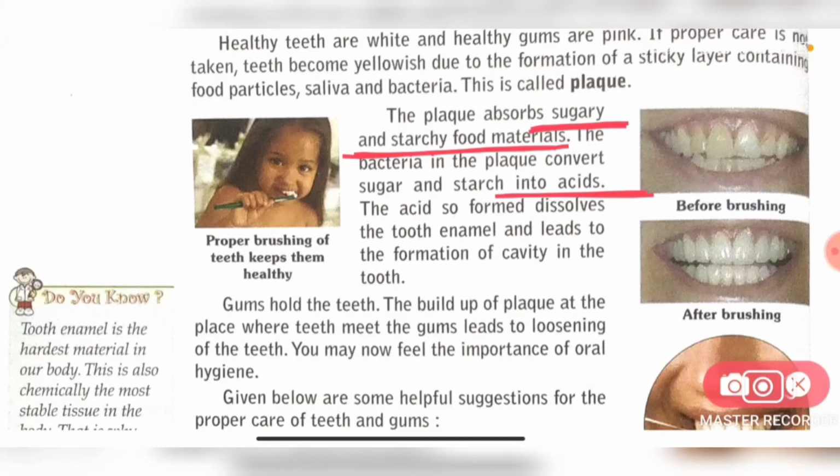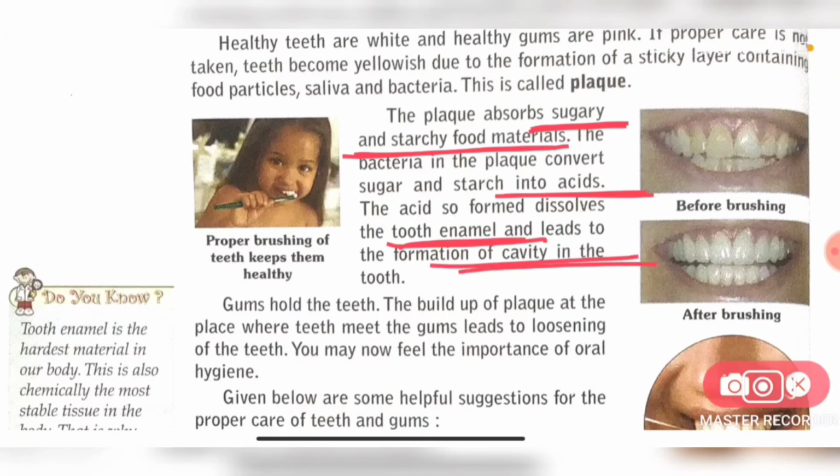These bacteria convert them into acid, and as you know that acid dissolves everything, so obviously acid dissolves the tooth enamel, and this forms deep holes into our teeth, that are called cavities.